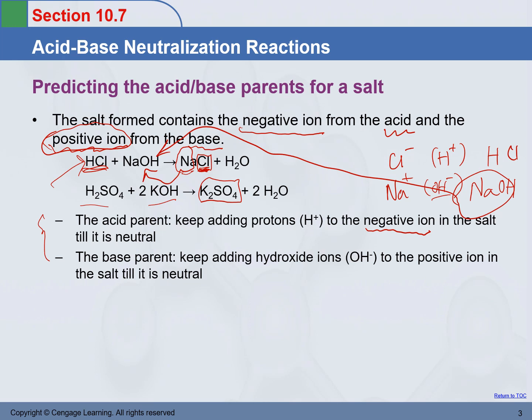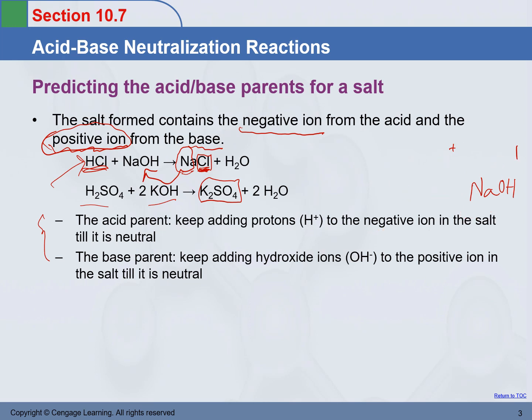Let's do this together. So we will take the negative ion from potassium sulfate. The negative ion is sulfate. It carries a 2 negative charge. How do you know that? Number one, you should have memorized it. Number two, if you don't memorize it, the formula here, K2SO4, tells you it's 2 negative because you know potassium is in column number 1, which means potassium is 1 plus, and you have 2 potassium ions here. Therefore, sulfate must be 2 negative.